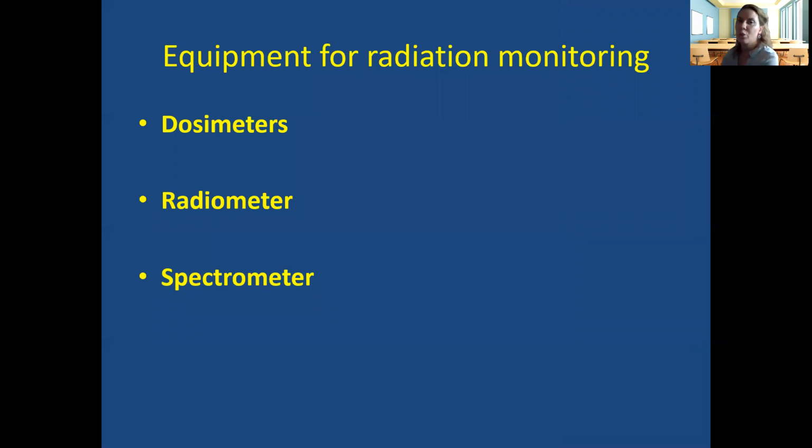What equipment do we have for radiation monitoring? We remember that we can't see radiation, we can't touch it, we can just count the dose of radiation. So we have dosimeters, radiometers, and spectrometers. Equipment for radiation, three kinds: dosimeter, radiometer, and spectrometer.